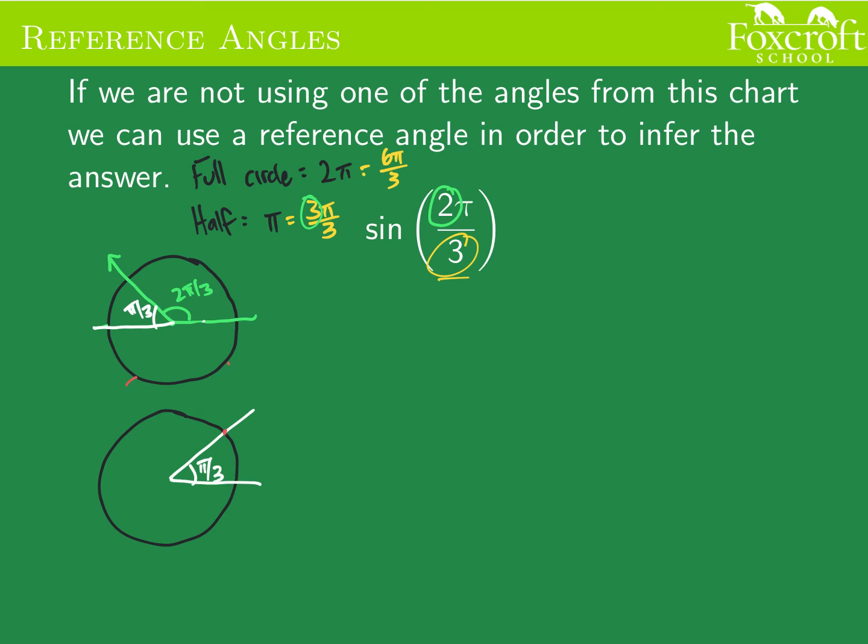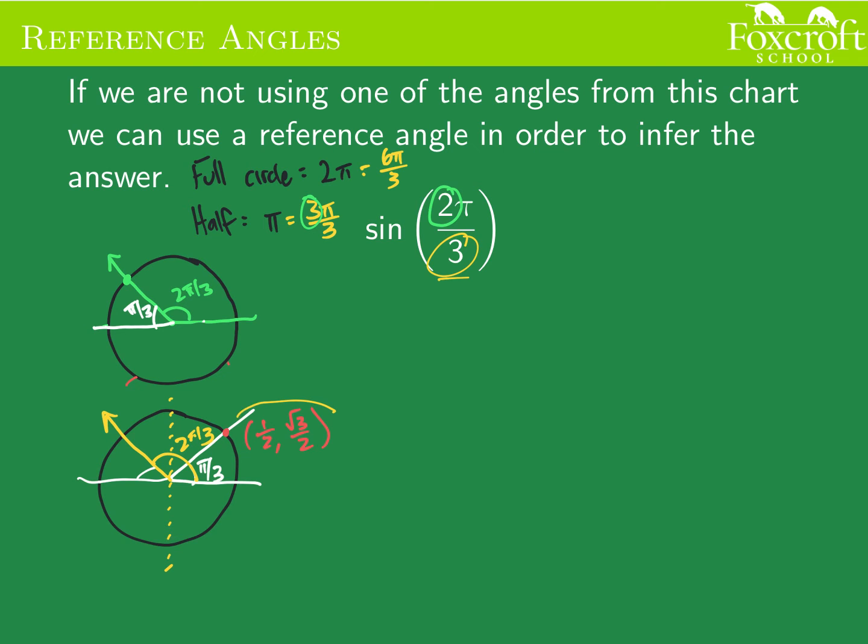And I know pi over 3 using my chart. The cosine of pi over 3 ends up being 1/2. The sine is the square root of 3 over 2. How does this help me get the angle, or the point I actually care about? Well, if I just reflect this angle, if I just flip it over to go this way instead, then this becomes the pi over 3 reference angle. And we know this big angle is 2 pi over 3, the one we were looking for at the start.